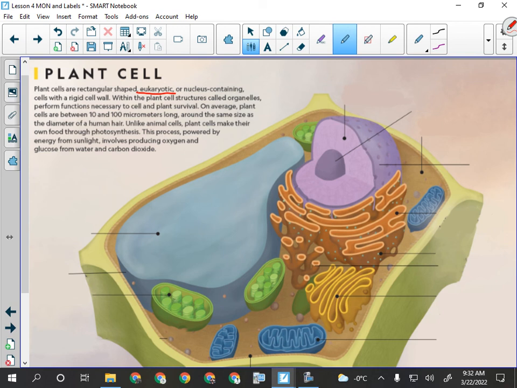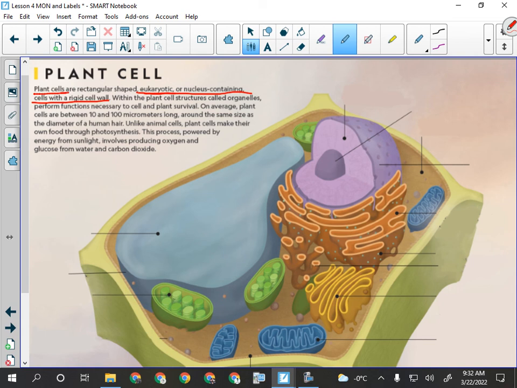Eukaryotic cells can become specialized and are generally more efficient than prokaryotic cells. Prokaryotic cells are things like bacteria. They don't have a nucleus. They don't have membrane-enclosed organelles. They work quite a bit differently. So the term eukaryotic is something you're going to need to know. You should underline it, and its definition, nucleus-containing cells.